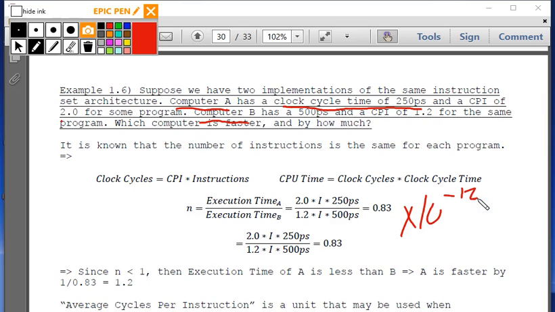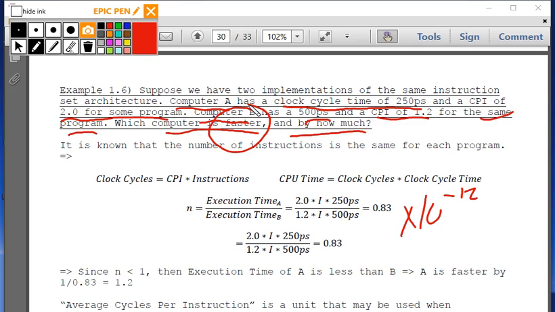And a CPI of 2.0 for some program. Computer B has 500 picoseconds. Fortunately, it's in picoseconds as well, so if you don't know the answer to it, they just cancel out. And a CPI of 1.2 for the same program. Which computer is faster and by how much?